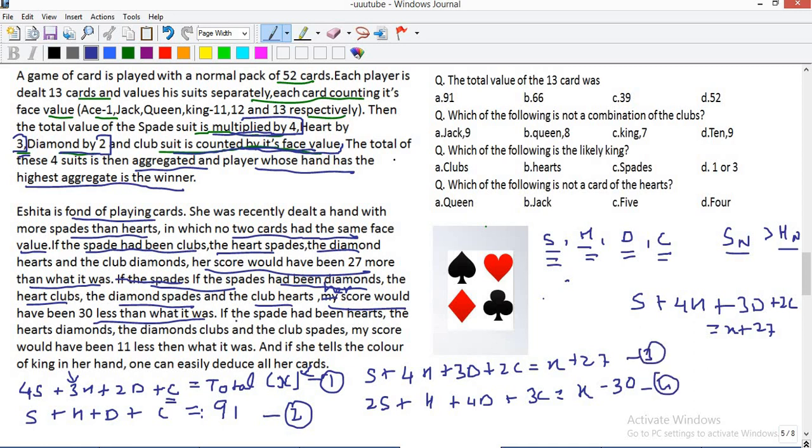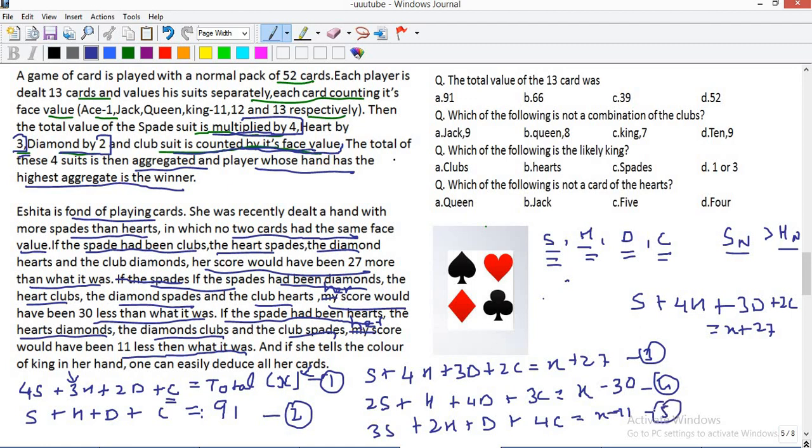ठीक है, now moving further, it says the spade had been hearts. So spade had been hearts, so I can say 3S plus the hearts diamonds. So the heart has become diamond, so I can say nothing but plus 2H, plus the diamond has become clubs, so I can say plus D, and the clubs become spades, so I can say plus 4C. What would it have the effect on the score? Again my आ गया यहाँ पे, her score would have been 11 less than what it was, so now in this case it will become X minus 11.